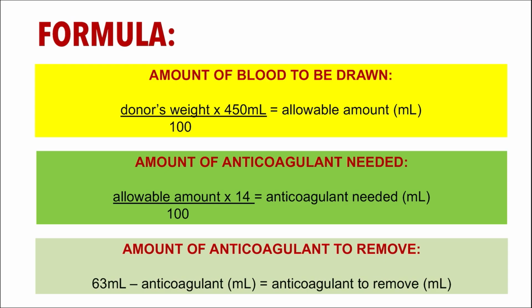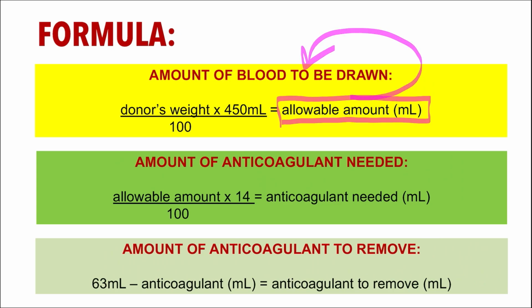So for the amount of blood to be drawn, what will be the allowable amount? Of course, we have to multiply the donor's weight with 450 ml. That's the standard amount of blood that we are taking from the donor, and then divided by 100. So that's the allowable amount. So you compute the amount of blood to be drawn based on the weight of the donor: donor's weight times 450 divided by 100.